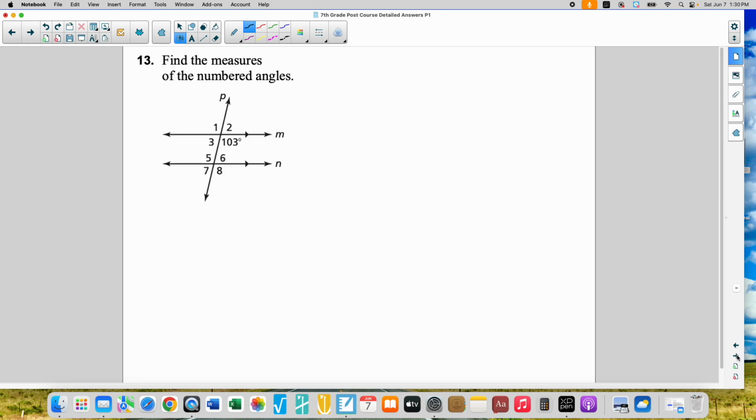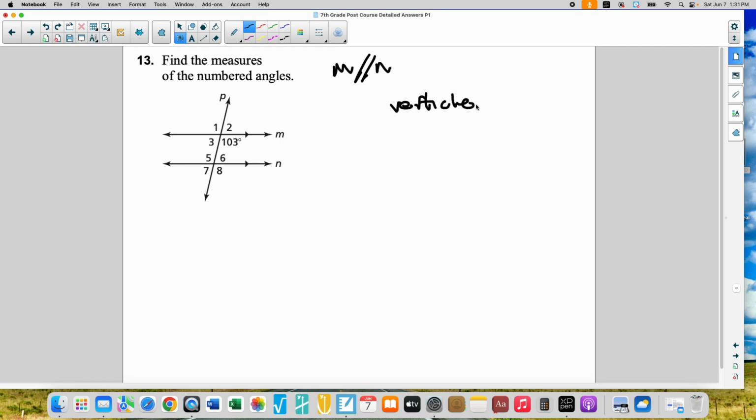That's 12. 13, find the measures of the numbered angles. So we have to know that when we talk about parallel lines, these little arrows, these little triangles here, tell me that lines M and N, M is parallel to N, and P is going to be the transversal. So we have lots of things. We have things that we should know are called vertical.